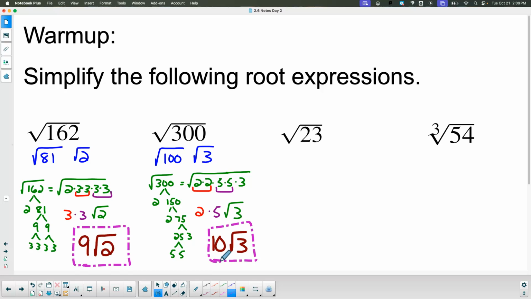The square root of 23 is the square root of 23. There are no perfect square factors in 23, so it just stays the square root of 23.